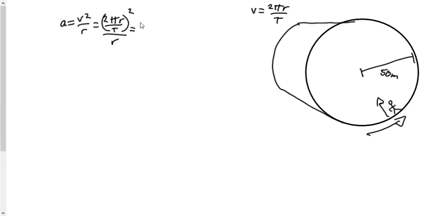Distribute through, so I'm looking at 4 pi squared, r squared over t squared, and again, that is still over r. So one of the r's will cancel, and that's going to simplify down to 4 pi squared r over t squared. And a really important thing that I need to give you is that t is equal to 1 over f, and f is equal to 1 over t.